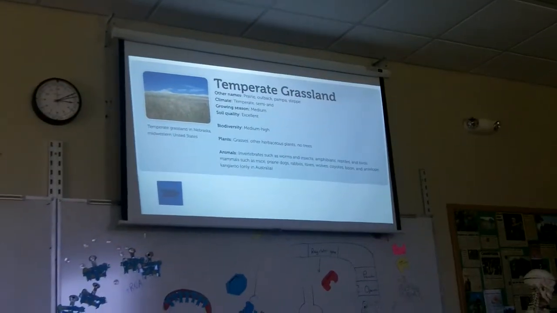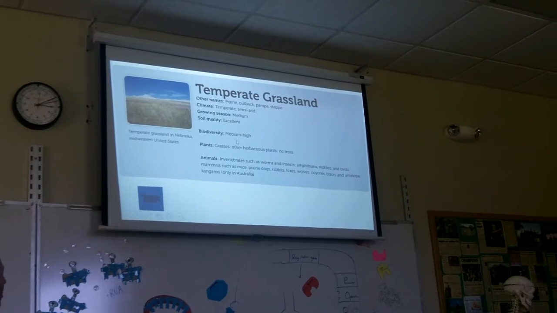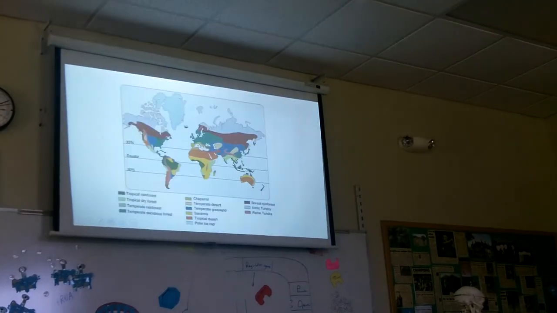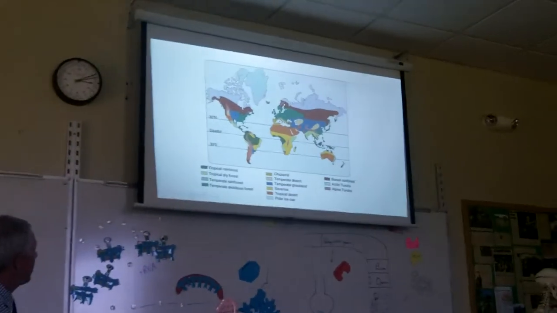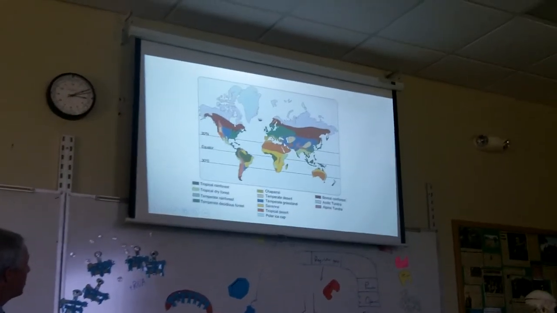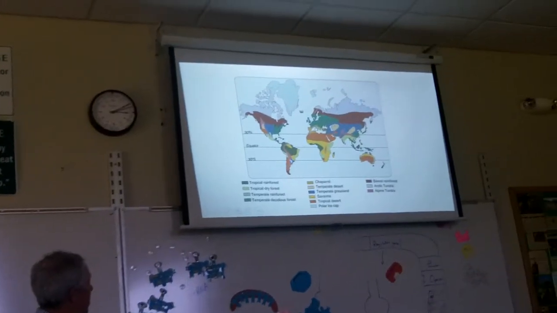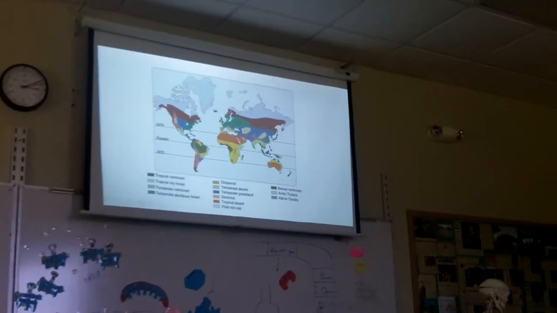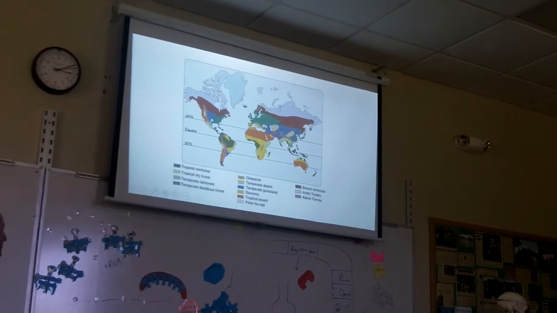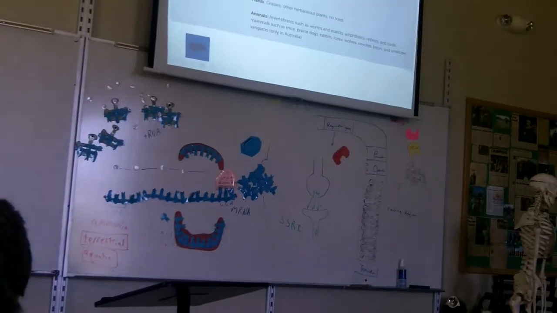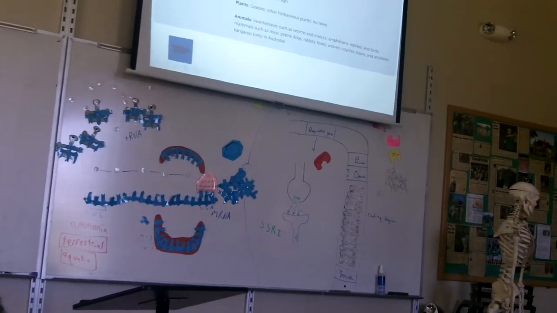Then you have grasslands. We have a lot of grassland here in the United States. Let me show you where it is. All the blue area here is grassland. There's a lot here in Asia, too. And some grassland down here. This is where the best soil is. One thing about grassland is it has great soil. Look at the soil quality, excellent.